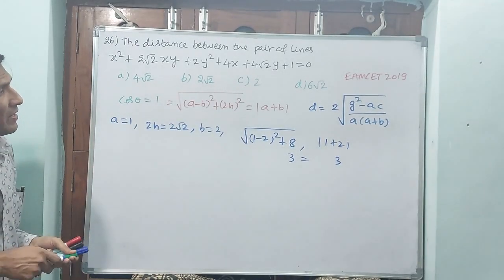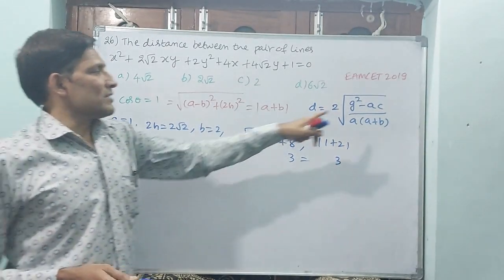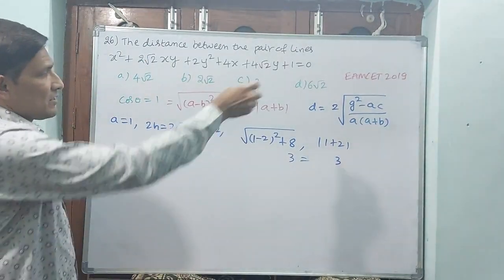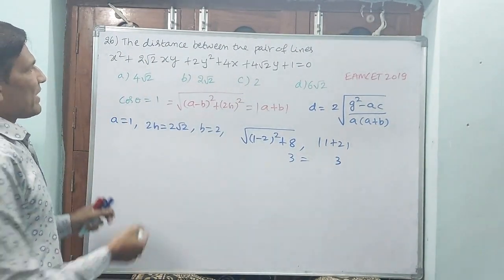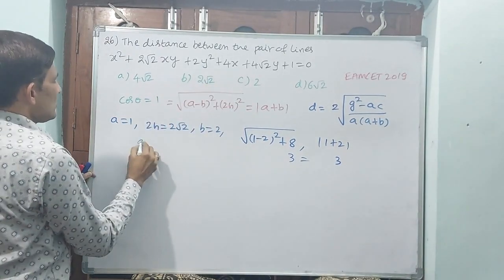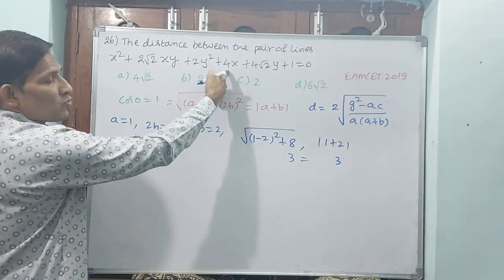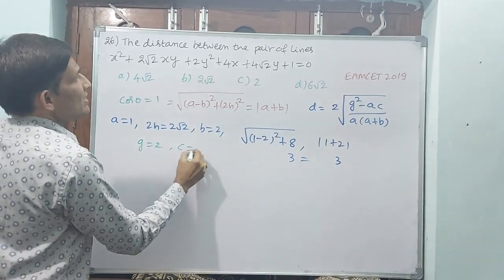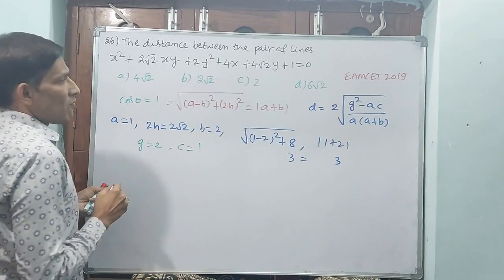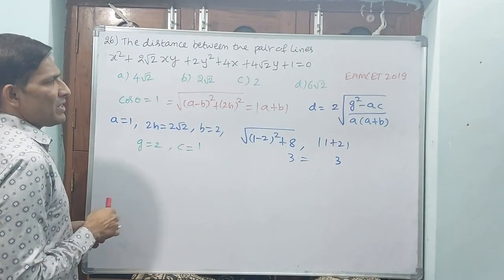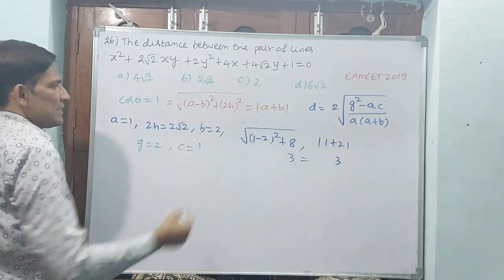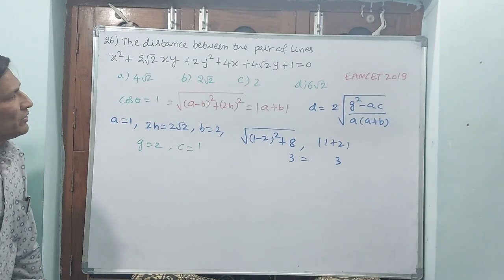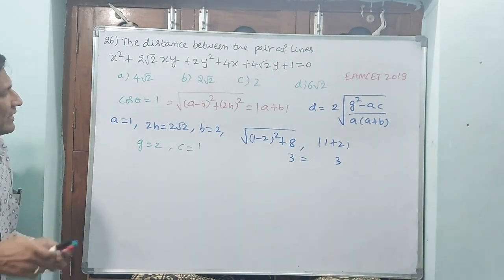Okay. Now, when parallel, then you go over this formula. But you have to find G, C also. Let us find G also. See, G means 2. Why? Because 2G is 4. And C is equal to 1. What else do you require? G, A, B, C. That's all. Why? Because A, B you already have, H you don't require further. Proceed further then. Okay?